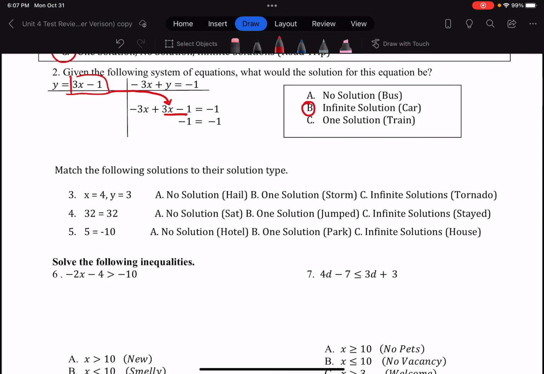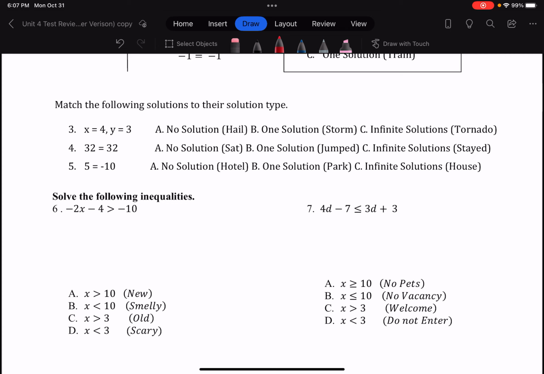an infinite amount of solutions. Now, problems 3, 4, and 5 say match the following solutions to their solution type. The first one we have is x equals 4 and y equals 3. This is a specific solution, so that means it's one solution. It's a unique solution. Then we have 32 equals 32. This is true all the time, so that means it has an infinite amount of solutions. Then we have 5 equals negative 10. This is true none of the time, so there is no solution.